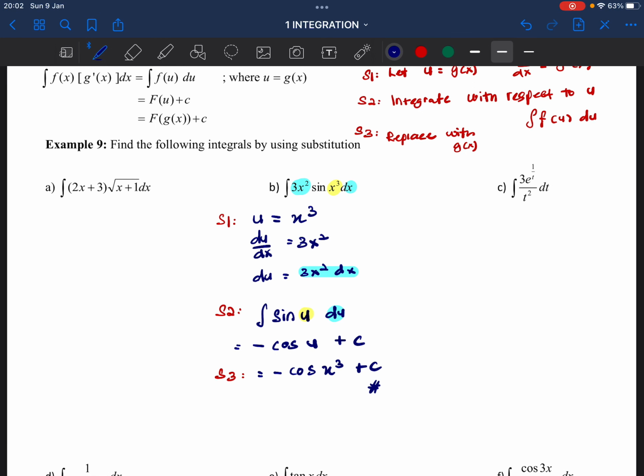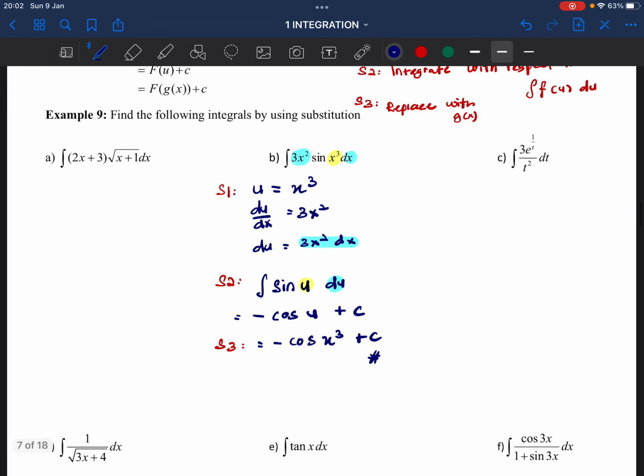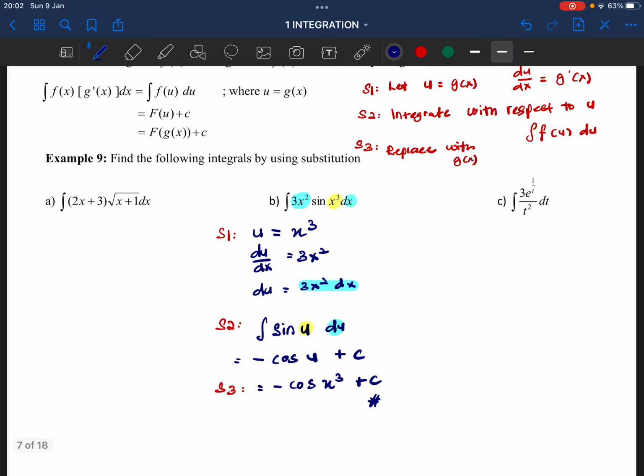Okay, which one in the function can be your u? Okay, so let's see question C. We have 3 exponent 1 over t square. So which one do you want to choose as our u? Is it t square here?